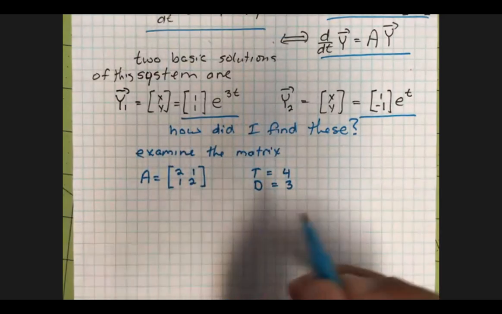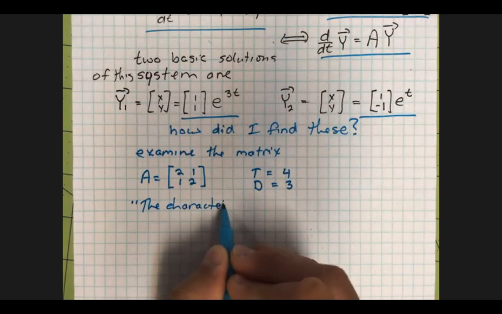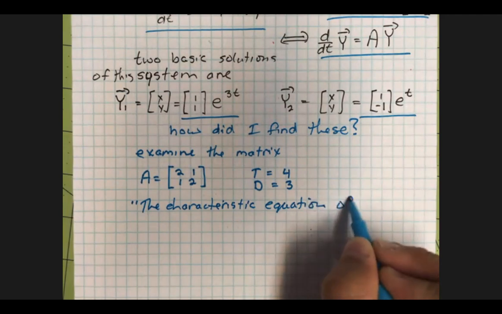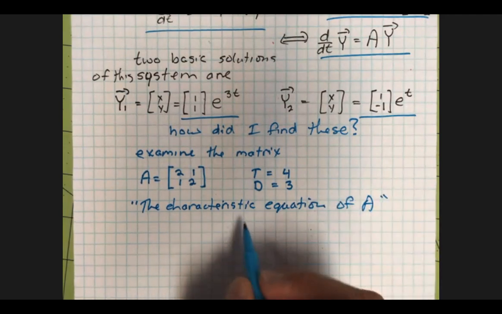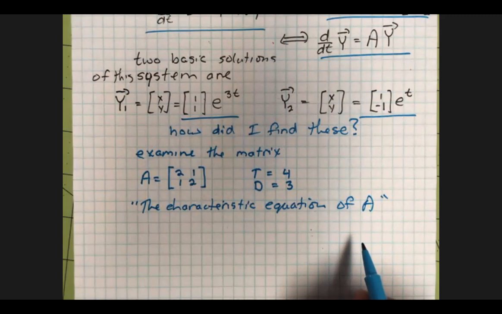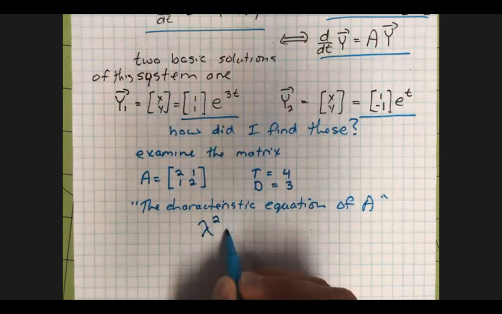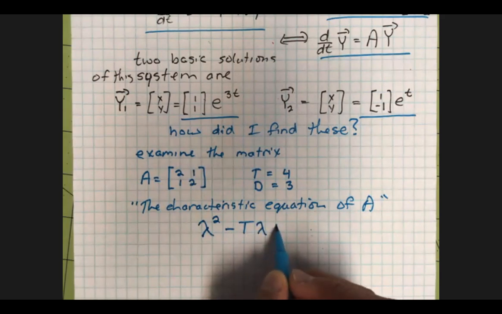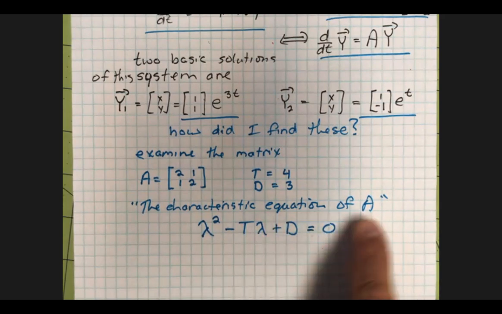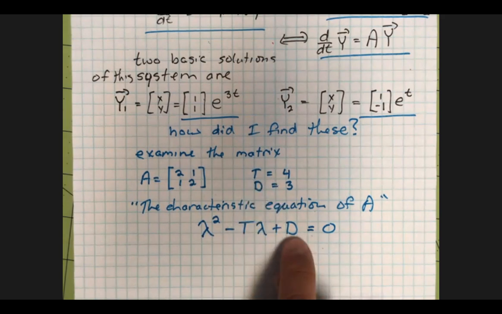Now I'm gonna do a new vocabulary word. It's called the characteristic equation of A. And the characteristic equation of A is, now I gotta be very careful here because I'm gonna use a funny letter. Don't get freaked out by the funny letter. I could use a regular variable too, but I'm gonna use a Greek letter for a variable. Greek letter lambda squared minus trace times lambda plus determinant. This is called the characteristic equation of the matrix A with trace T and determinant D. From now on, when I say capital T, I mean trace. I say capital D, I mean determinant.